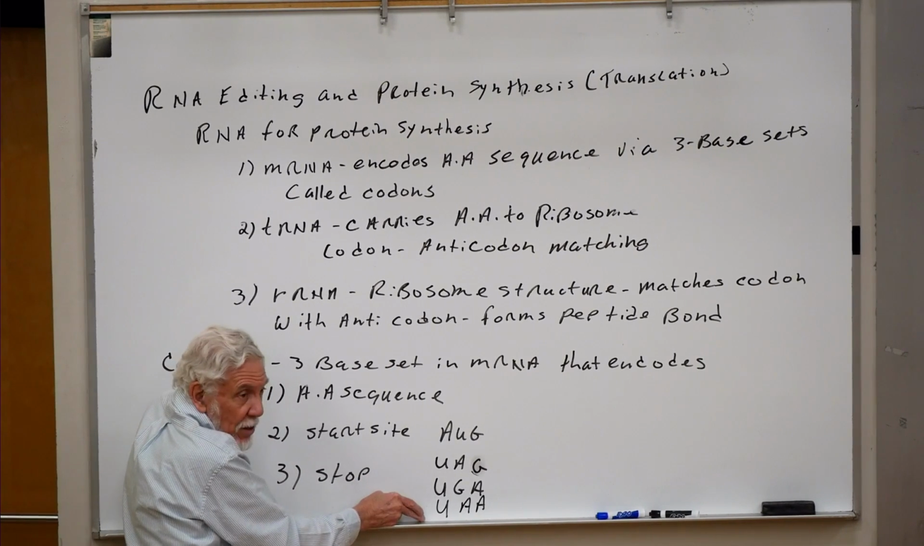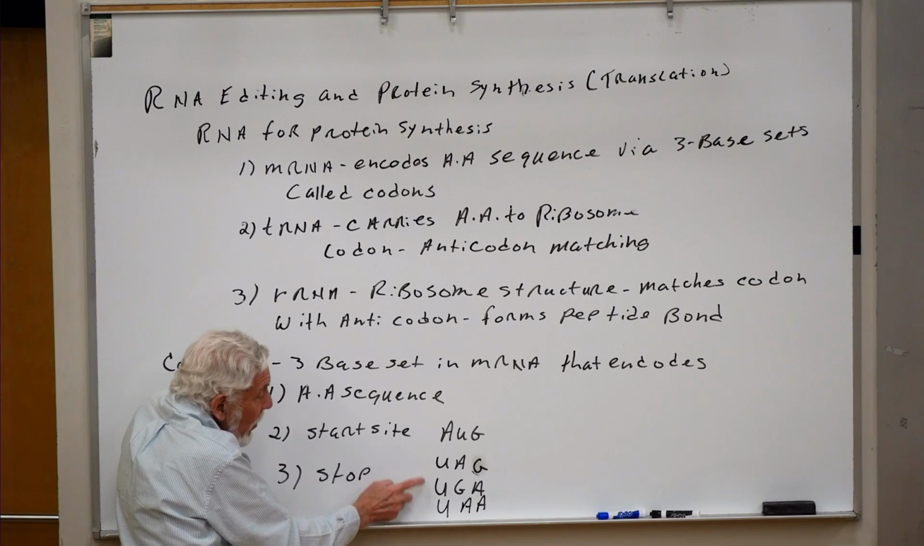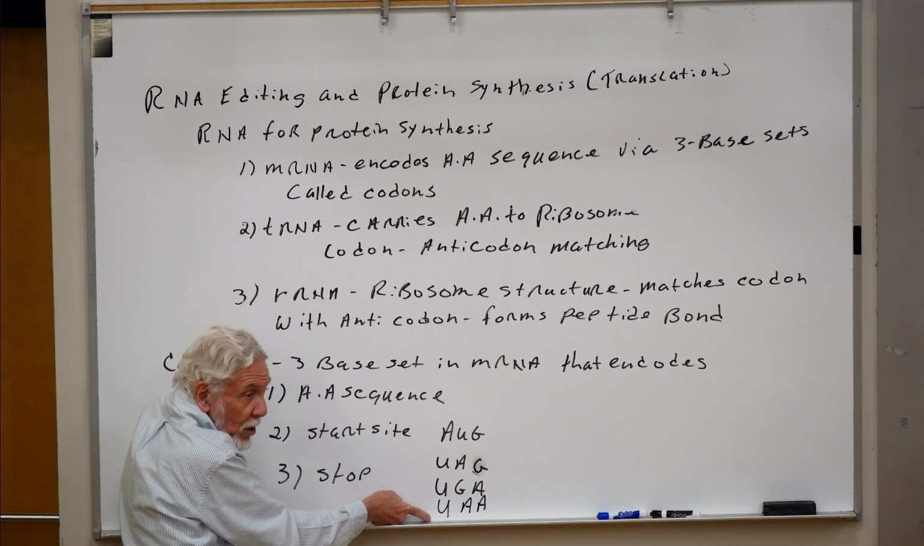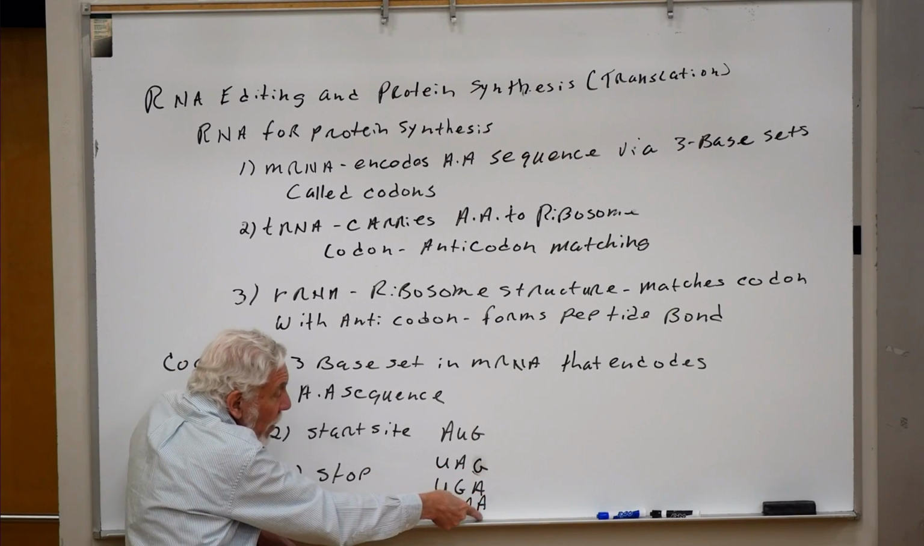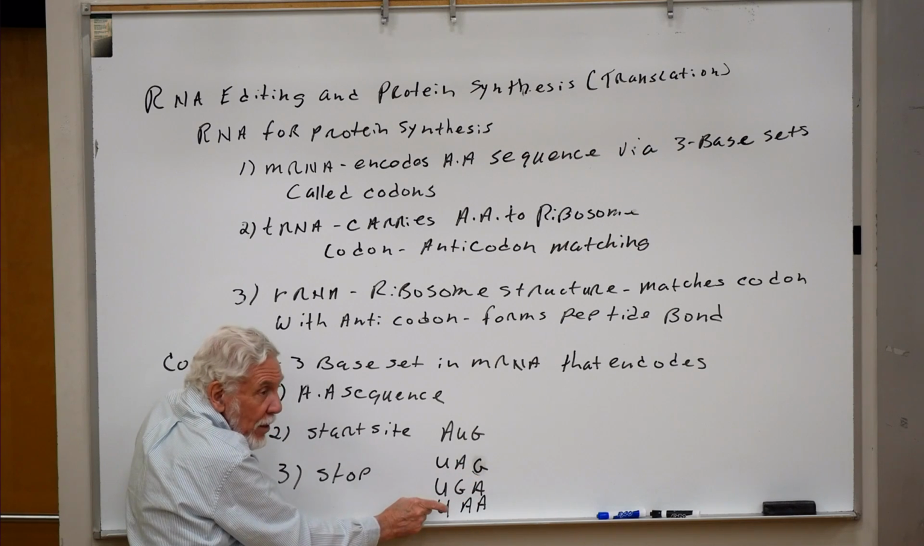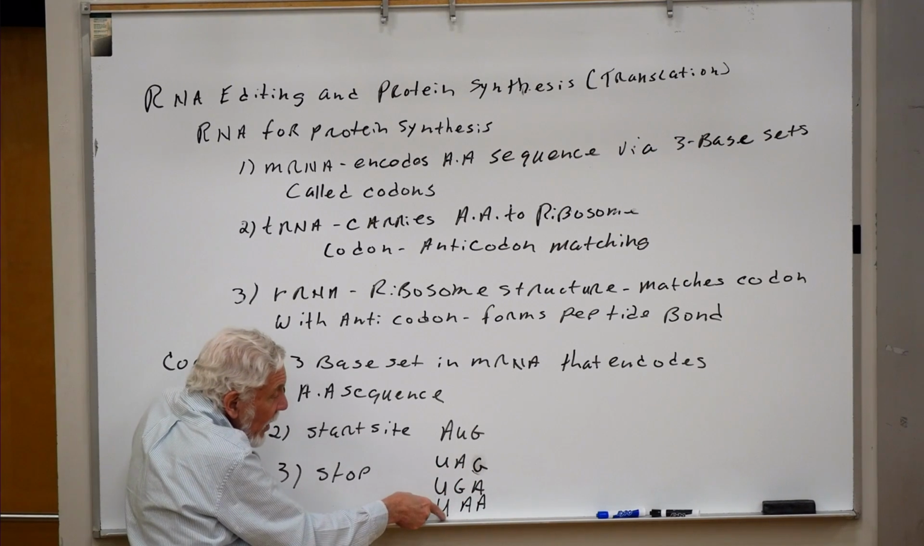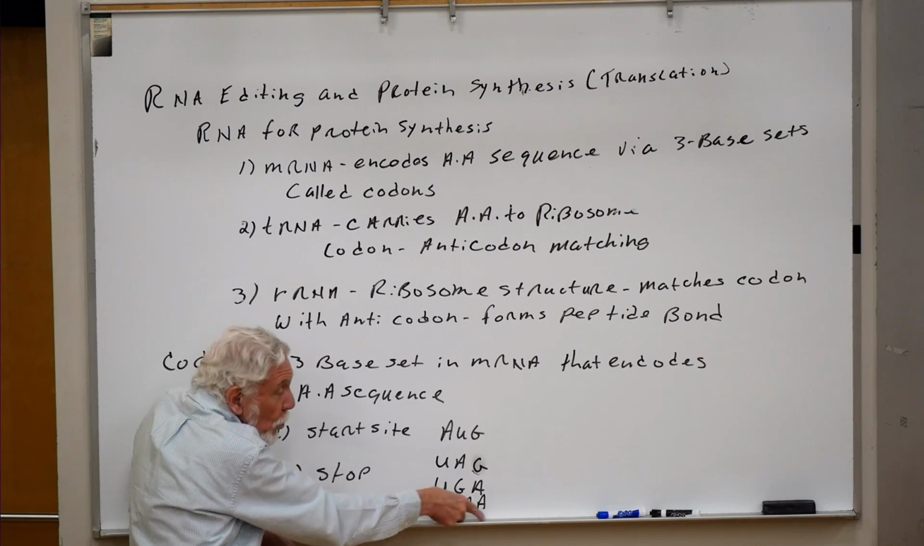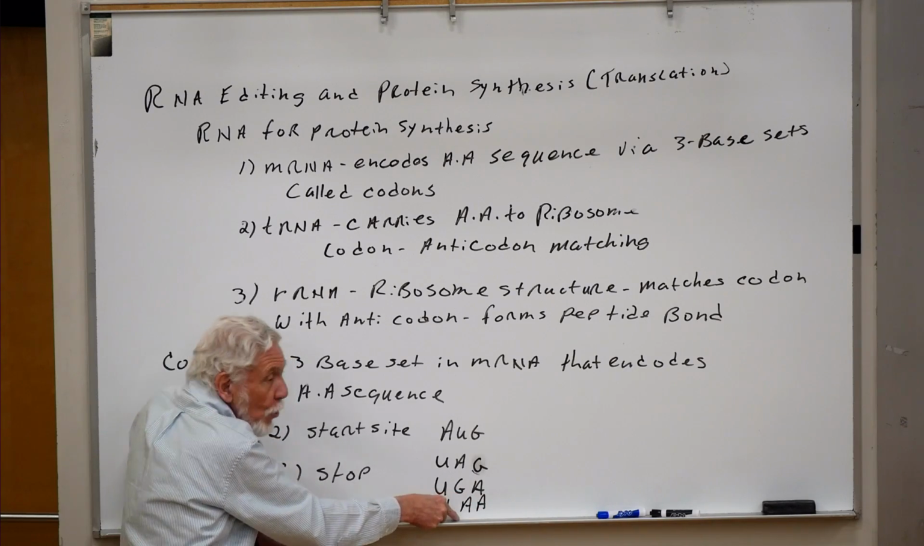Just a word on this. Again, I won't ask you to memorize this, but it's sort of interesting. They all begin with uracil, and then the other 2 bases are always a purine, either adenine or guanine. The one that's missing here is UGG, and that encodes for tryptophan.